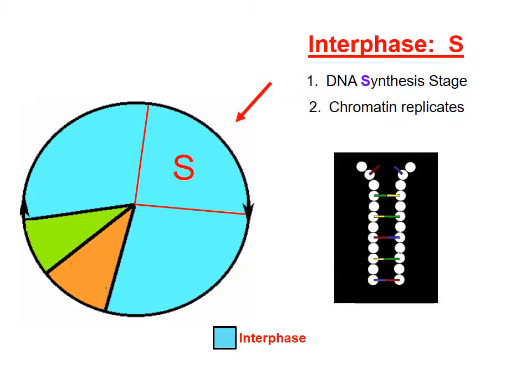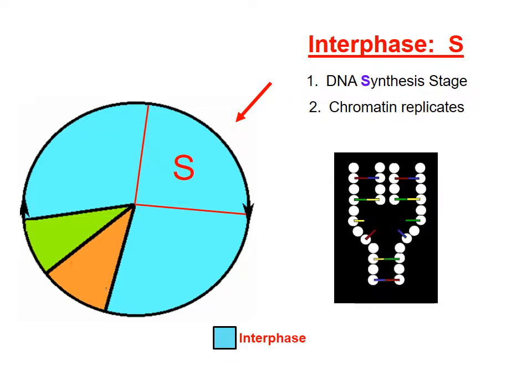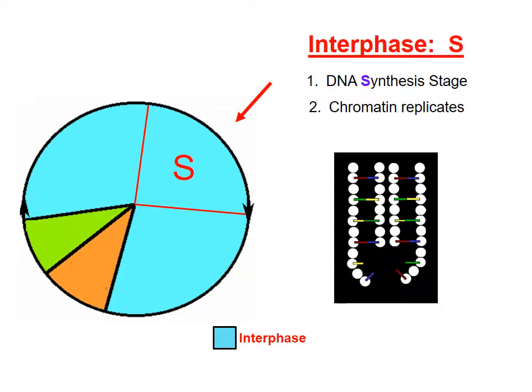The next phase is S. This is when the DNA is synthesized or replicated. S equals synthesis. Anytime you synthesize something, you are creating it. Here we have to create an exact copy of the original DNA strand in the cell. So for a while there will be exactly 2 copies of the DNA in the cell.